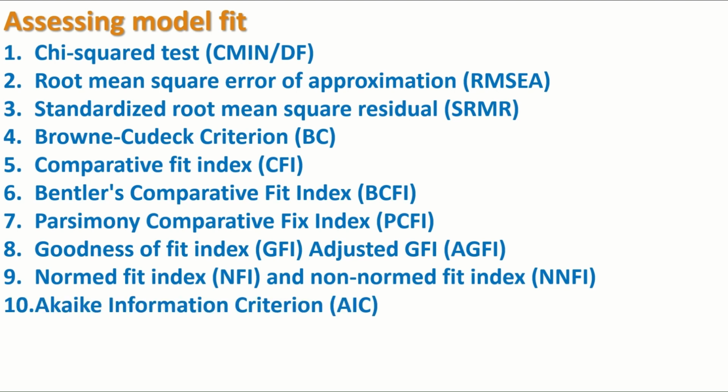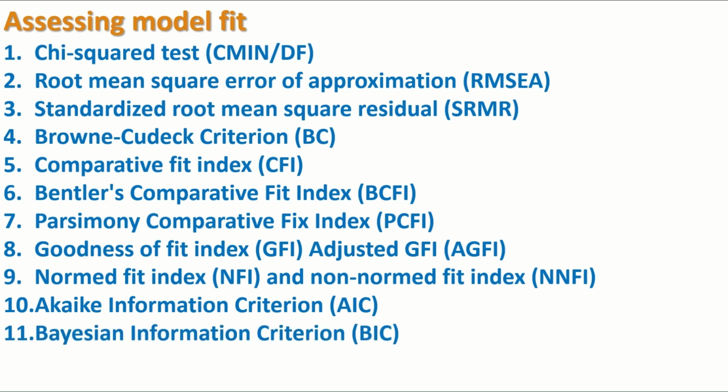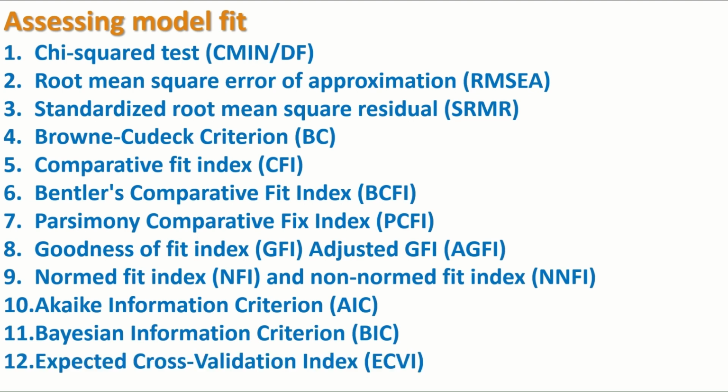The tenth is Akaike information criterion, AIC. The eleventh is the Bayesian information criterion, BIC. And the twelfth is the expected cross validation index. So those are the most listed indices that are generated as output from CFA analysis. Not all of them are considered. The most common ones will be described later on.